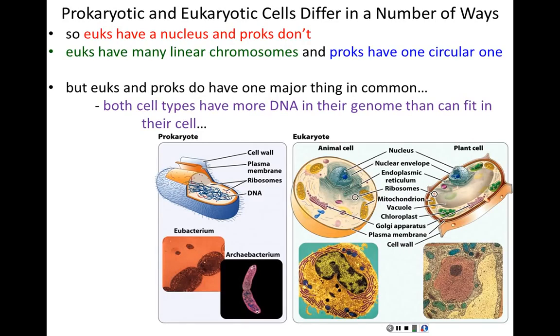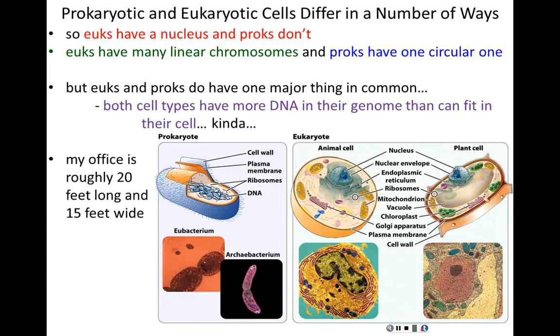Now, wait a minute. What did I just say? Yeah, it's true. Bacterial cells and eukaryotic cells have much more DNA than can physically fit in their cell. There's 6 feet of DNA in each one of our cells, okay? And obviously each one of our cells is much smaller than 6 feet in diameter. So how do we work around that? Well, it's actually a pretty simple fix.